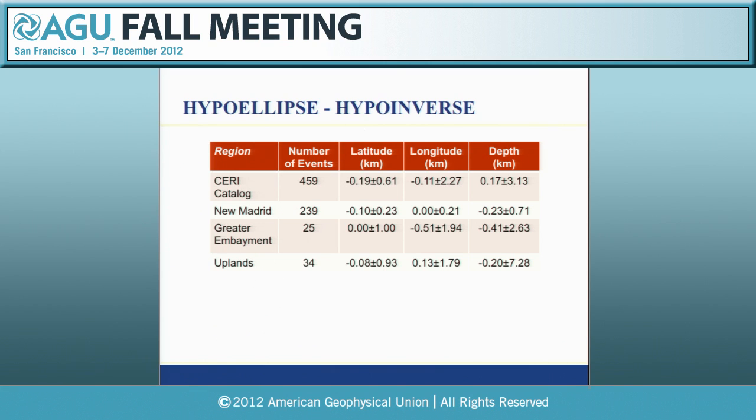And then finally, if you look at what's going to happen in the future when SIRI moves from hypoellipse to hypoinverse, within the New Madrid seismic zone, it's tuned pretty well. The mean change in latitude, longitude, and depth is almost zero. The standard deviations are within known errors. But in the greater embayment area and in the uplands area, the standard deviations get pretty high. Notice the uplands are outside the embayment, standard deviation of nearly 7. So there's either some tuning that needs to still be done with the hypoinverse parameterization before it goes into effect, or we should really keep this in mind.